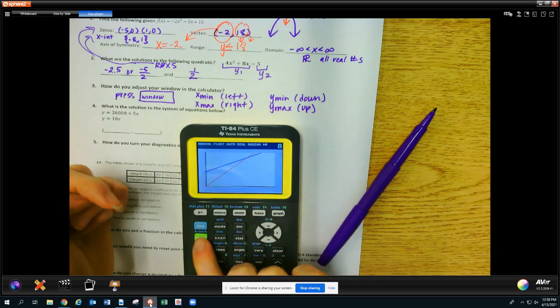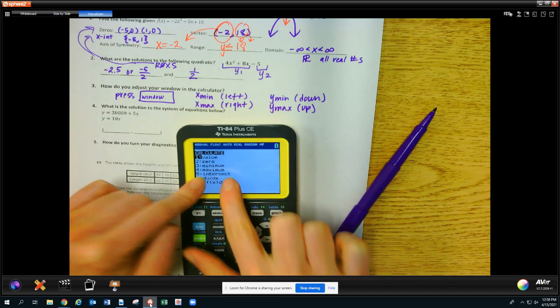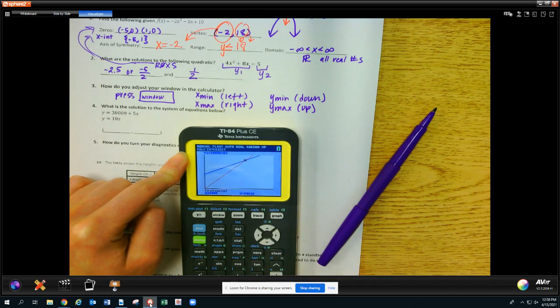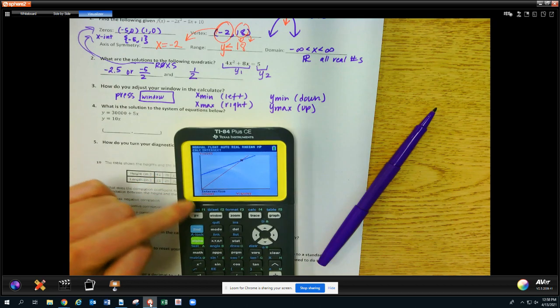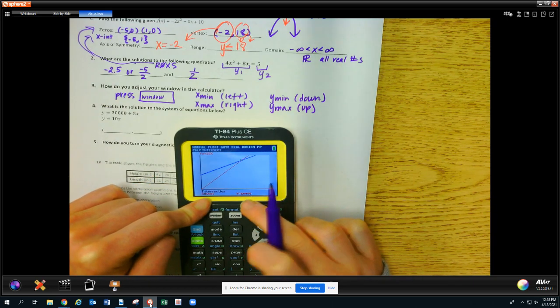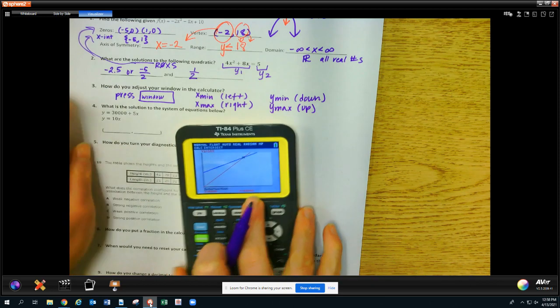So second trace, intersect, get as close as you can, press enter, enter, enter. The intersection is 6,000 for the X and 60,000 for the Y.